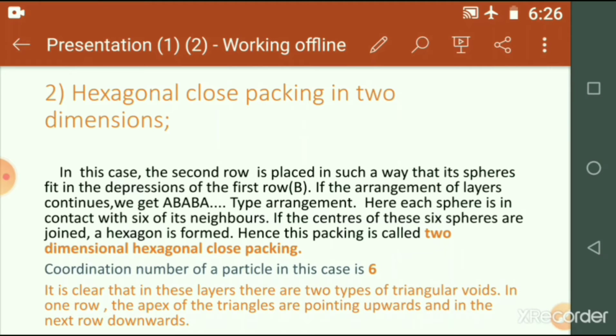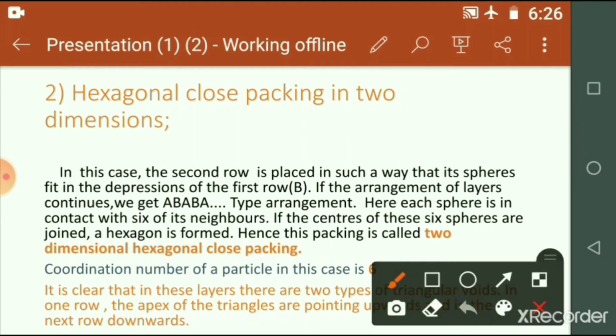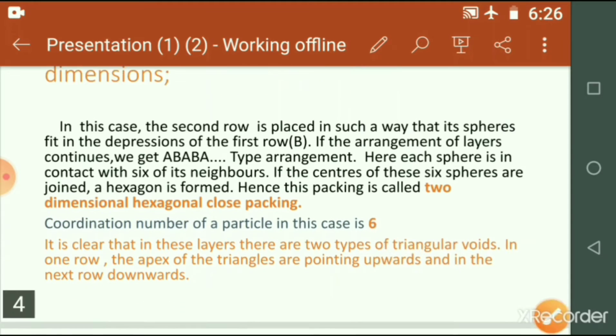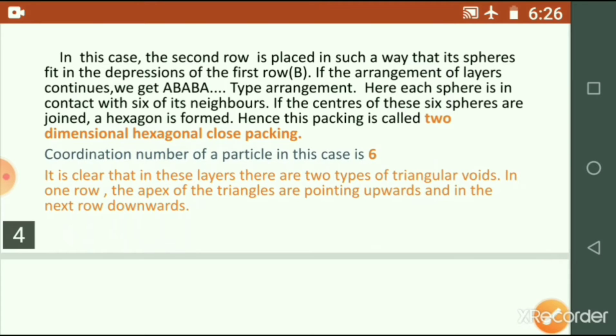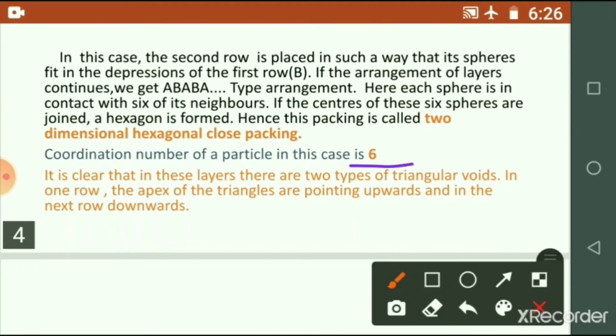In this case, the second row spheres are placed in such a way that its spheres fit in the depressions of the first row. If the arrangement of layers continues, we get an AB type arrangement. Each sphere is in contact with 6 of its neighbors. If the centers of these 6 spheres are joined, a hexagon is formed. Hence this packing is called 2-dimensional hexagonal close packing. And the coordination number of a particle in 2-dimensional hexagonal close packing is 6.